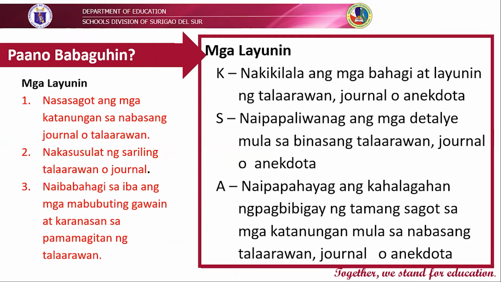The second objective, which is na ipapaliwanag ang mga detalye mula sa binasang tala-arawan, journal o anekdota, will allow the learners to expand and prove their answers to be correct through explanations, as the purpose of the competency is to let the students answer the questions correctly. The third objective is na ipapahayag ang kahalagahan ng pagbibigay ng tamang sagot sa mga katanungan mula sa nabasang tala-arawan, journal o anekdota. It will allow the learners to express appreciation of giving right and appropriate answers from questions based on readings of journals and anecdotes.